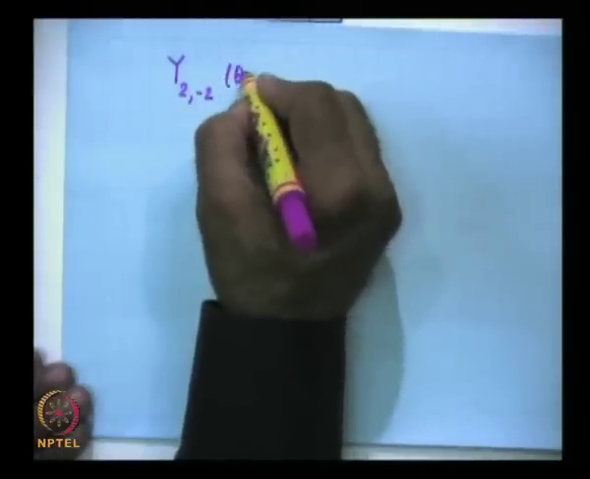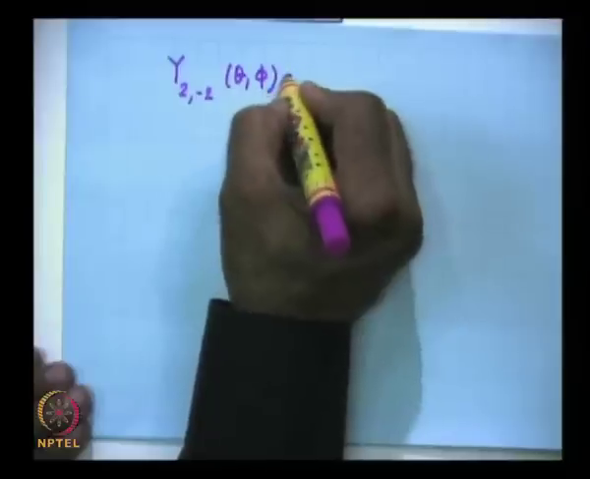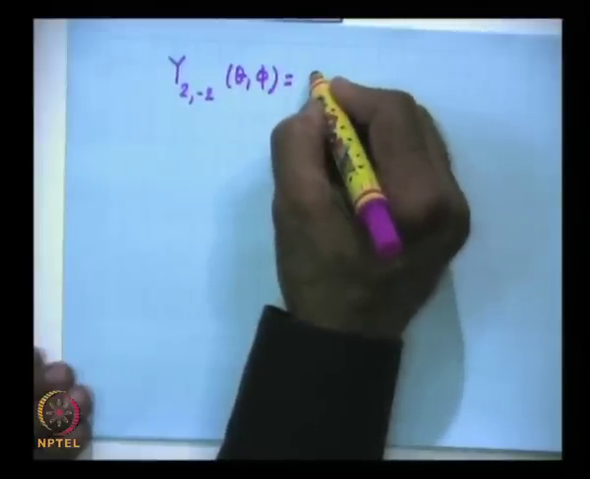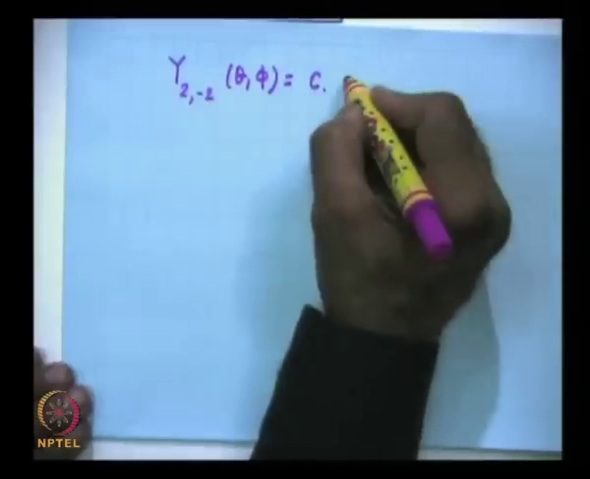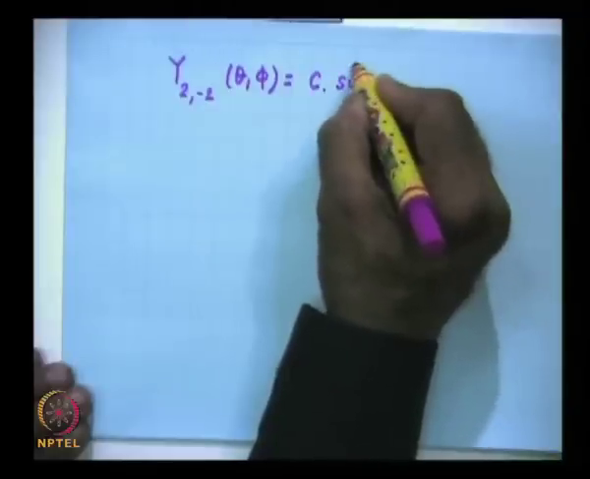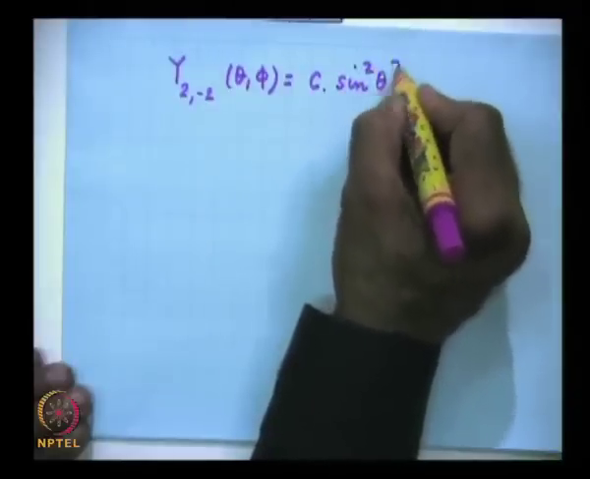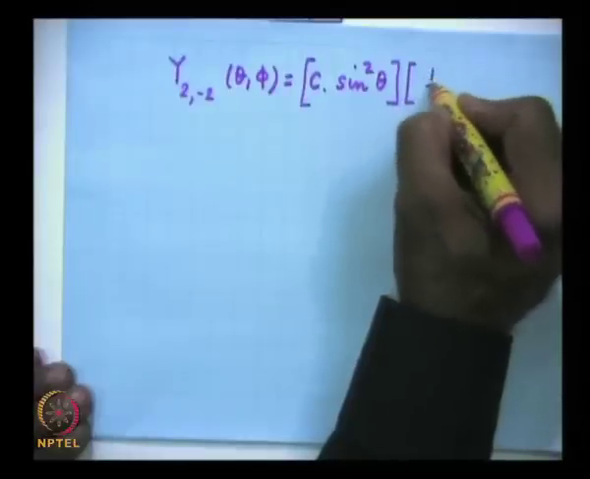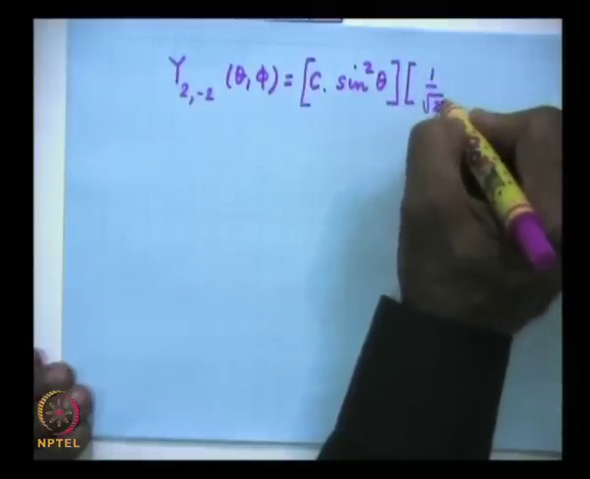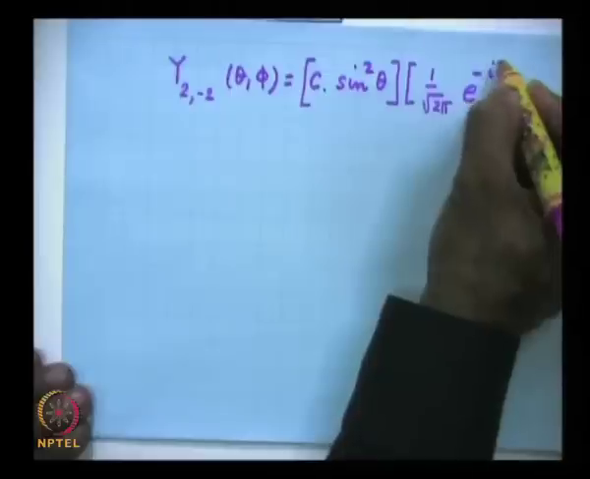theta phi. I can write down immediately this thing. This will be some constant times sin to the power of L theta, that is sin squared theta. This is the theta dependence, and then the phi dependence is 1 over root 2 pi e to the power of minus i 2 phi.